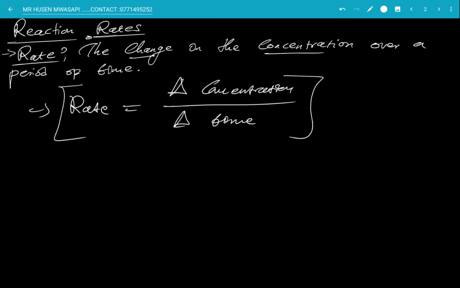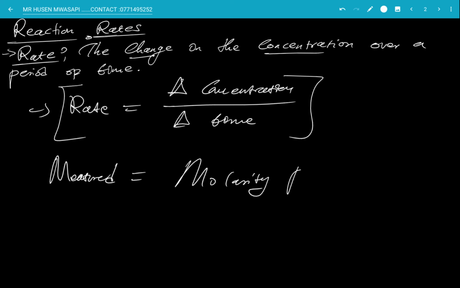Now, what are rates measured in? Rates are measured in what we call molarity per second, which is capital M per s. They're measured in molarity per second. When you talk about molarity, you're talking about the concentration. If you talk about seconds, you're talking about time.